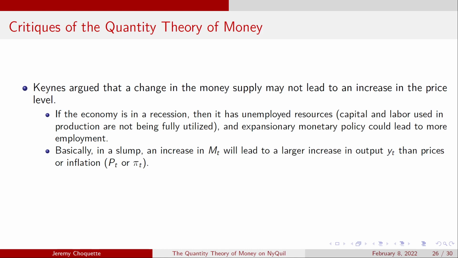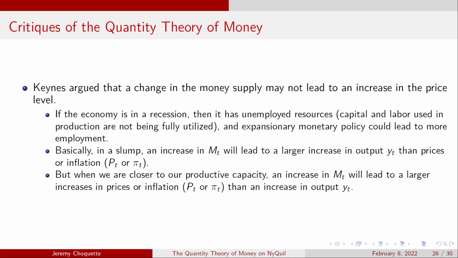So the idea would be, if we're in a slump, an increase in the money supply leads to a larger increase in output than prices or inflation would. All right, so output responds more than inflation does when the economy's in a slump because we've got resources that could be used that aren't being used. But when we're closer to our productive capacity, right, we're not in a recession and the economy is booming, the economy is doing really, really well, an increase in the money supply is going to lead to larger increases in prices or inflation than in output, because output can't really increase much more than where it is because it's pretty much maxed out, right?